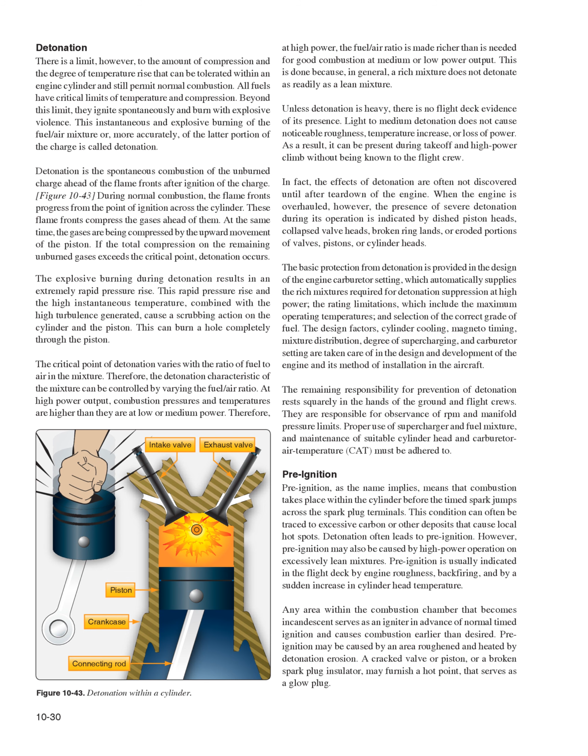The remaining responsibility for prevention of detonation rests squarely in the hands of the ground and flight crews. They are responsible for observance of RPM and manifold pressure limits. Proper use of supercharger and fuel mixture, and maintenance of suitable cylinder head and carburetor air temperature, CAT, must be adhered to.